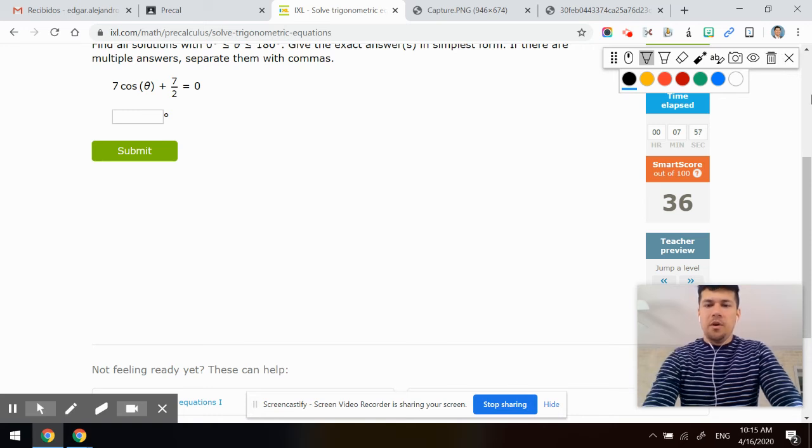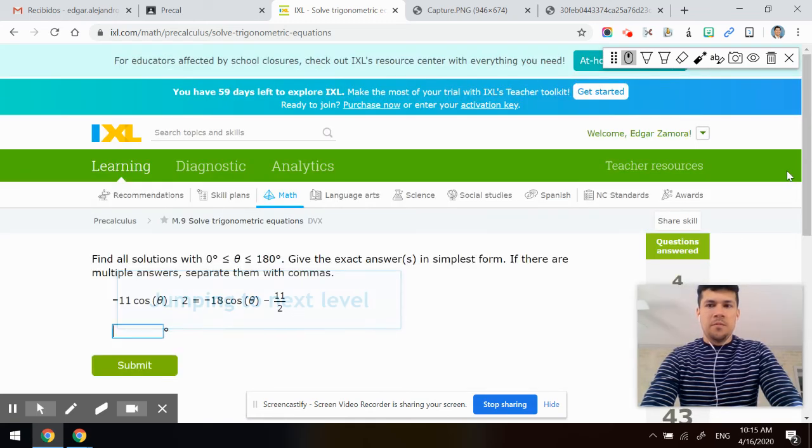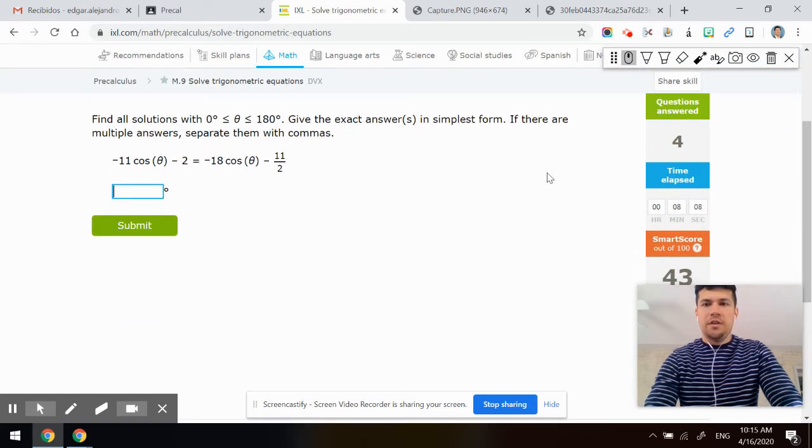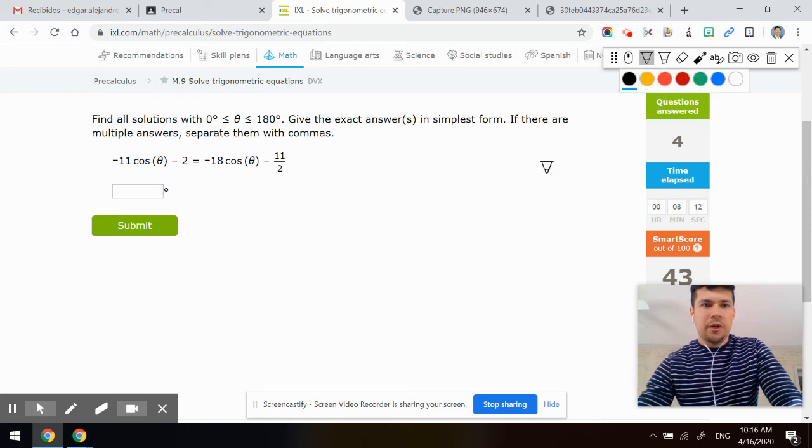And let's jump up a level or two. See how we're doing. See right here, we've got some cosines on both sides. Have no fear. We treat it as a regular equation.